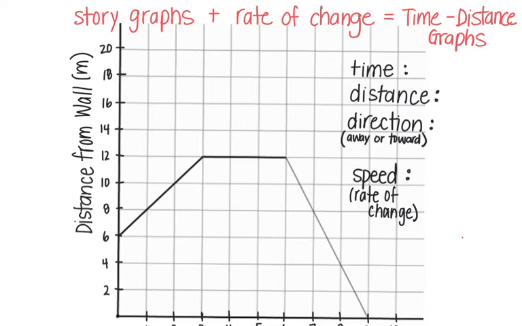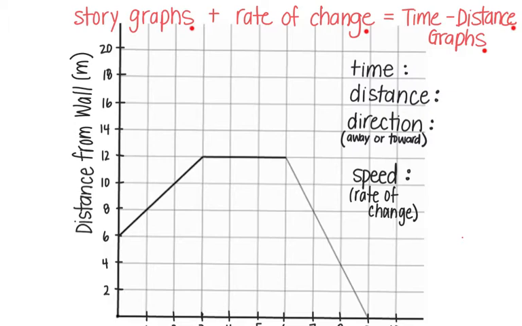Hey everyone. Today we're going to learn what happens when we combine two things that we've already discussed. So we're going to look at story graphs and how story graphs can be combined with rate of change to make something we refer to as time distance graphs. With a time distance graph, we're going to know the story of a graph that we've already looked at.